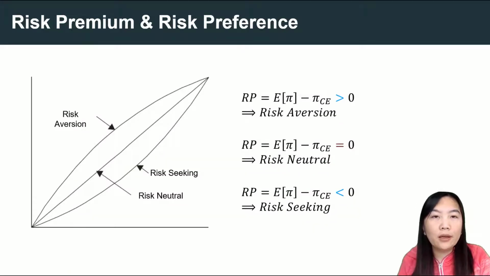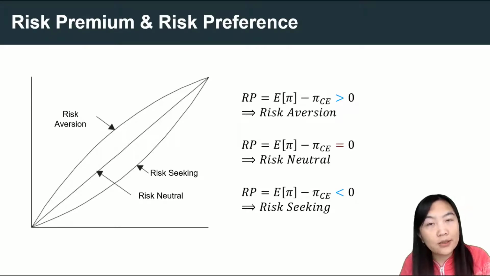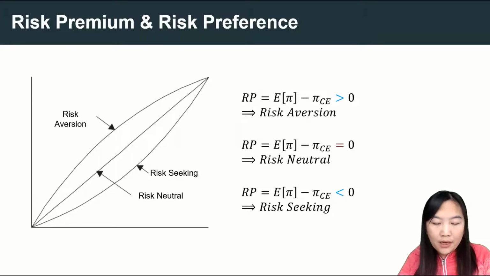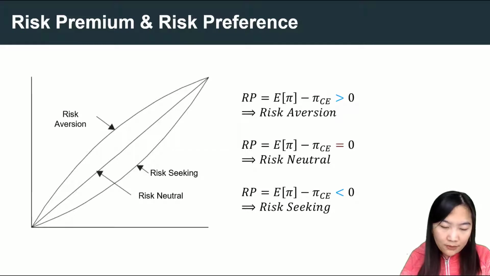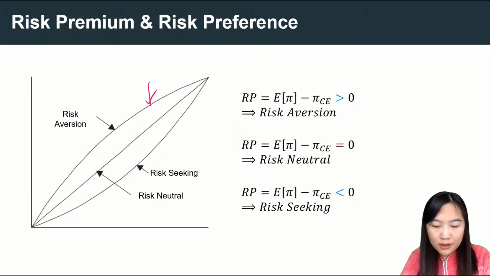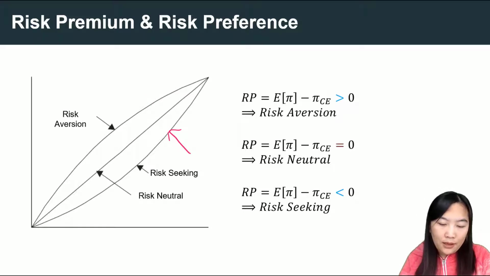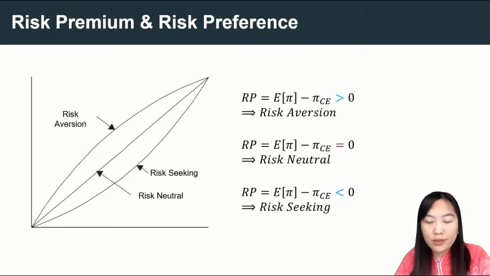And here I have a summary of the risk premium and risk preference. You can tell there are 3 different types of utility curves here. This convex curve is the risk averse person. This concave curve is the risk seeking or risk preferring person, and that straight line means that person is risk neutral. And the RP here is for risk premium, and you can see it's the same.